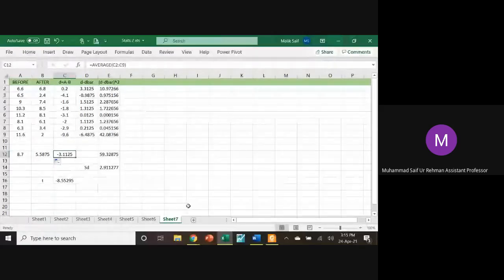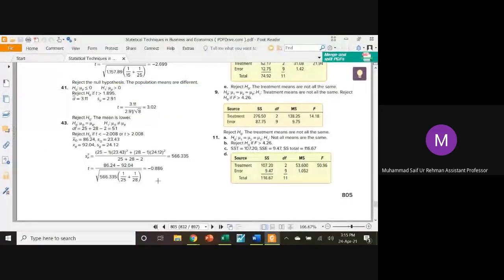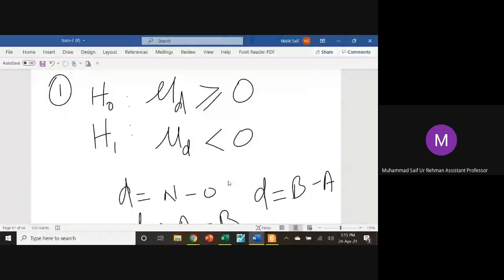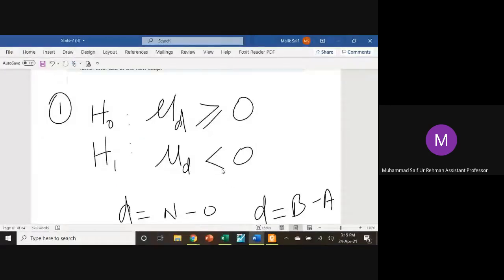So why is it like this? Because we are subtracting B from A. If you are subtracting A from B, then this will be positive. Right? Okay, so it is taking it as mu D greater than 0. And I have rubbed that. So the scenario will change accordingly as you are considering. If you are subtracting A from B, then this will be the situation. If B from A, then otherwise.